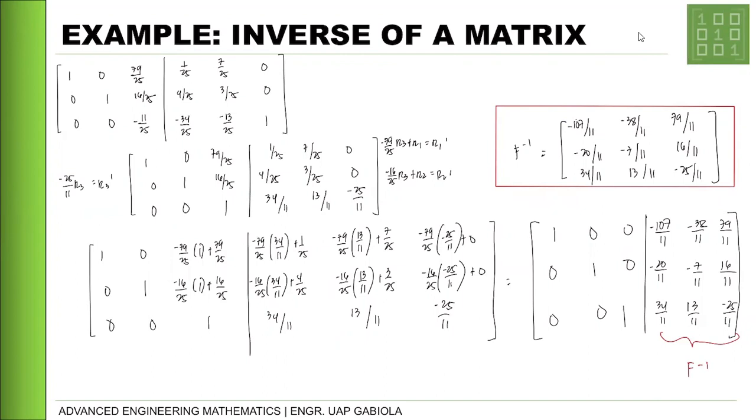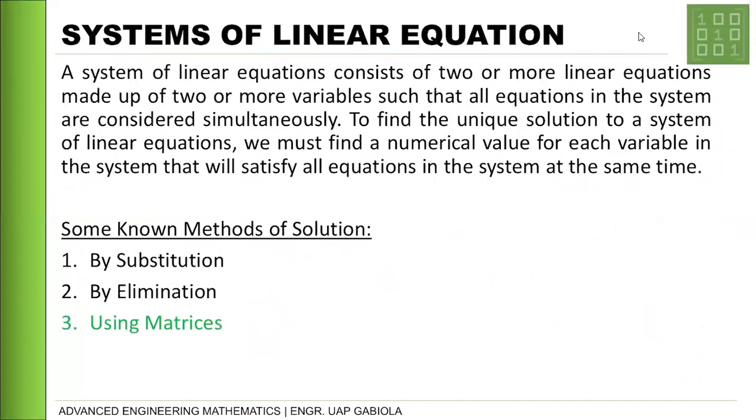So, yun yung dalawang method ng pag-solve ng inverse. Ngayon, paano natin siya gagamitin in solving solution for linear equation, system of linear equation. Okay? Yan. So, a system of linear equation consists of two or more linear equations made up of two or more variables, such that all equations in the system are considered simultaneously. To find the unique solution to a system of linear equations, we must find a numerical value for each variable.